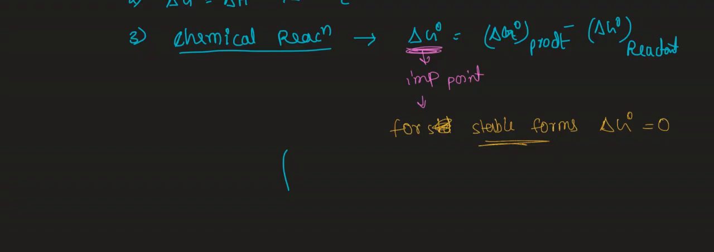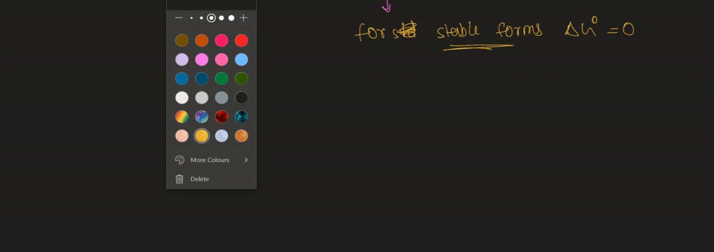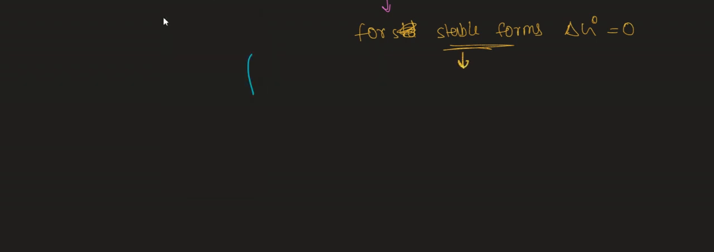Let us write down examples of stable forms. For example, sodium is a metal. What is the stable form of sodium? Solid state. Suppose I write H2, the stable form of hydrogen, H2 is gas form. For them delta G naught is always equal to 0.